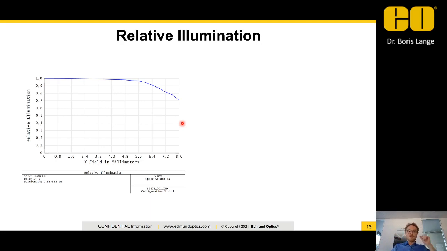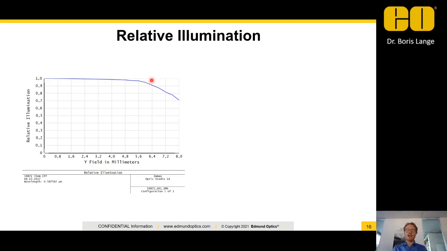But in this example, you can see it's actually quite nice. Yes, there is a relative illumination drop. We are dropping all the way down to 70% at 8 millimeters field, but that might be very well acceptable. Keep in mind the MTF drops anyway, and if in your application you can survive with 7 millimeters field, it only drops to 80%, and that might be a very good solution, especially if you consider the overall cost of your system. Performance versus cost, this important ratio, might make it a very good solution for you.